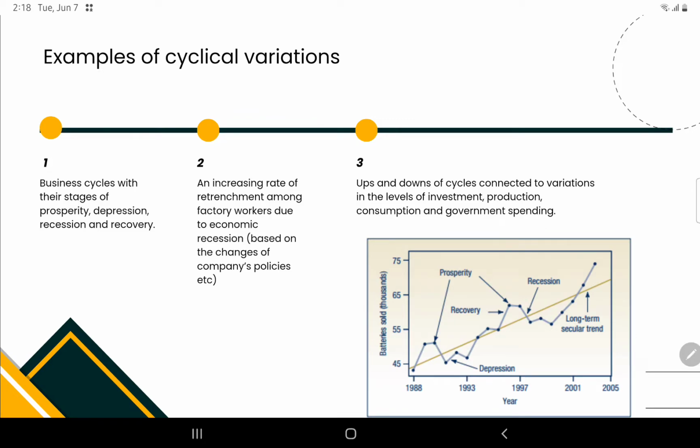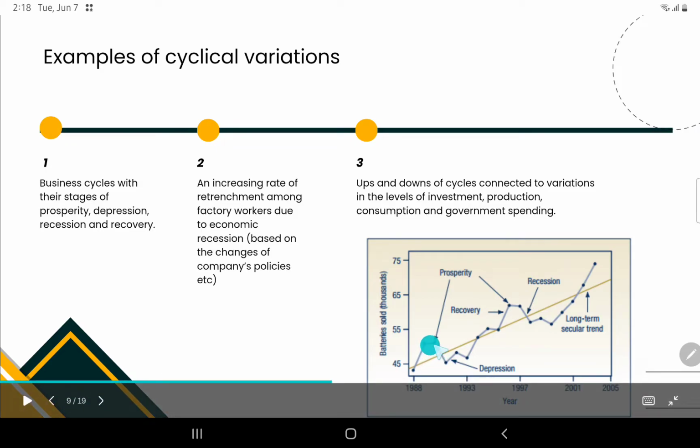Okay, tambahan lagi. The first one is the business cycle. Okay, business lah, tentang business with their stages. Okay, dalam business ada banyak cycle lah. Ada prosperity, ada depression, recession and recovery. Okay, and increasing rate of retrenchment among factory workers due to economic recession. Okay, based on the change of company's policy, etc. And number 3, ups and downs of cycle connected to variation in the level of investment, production, consumption and government spending.